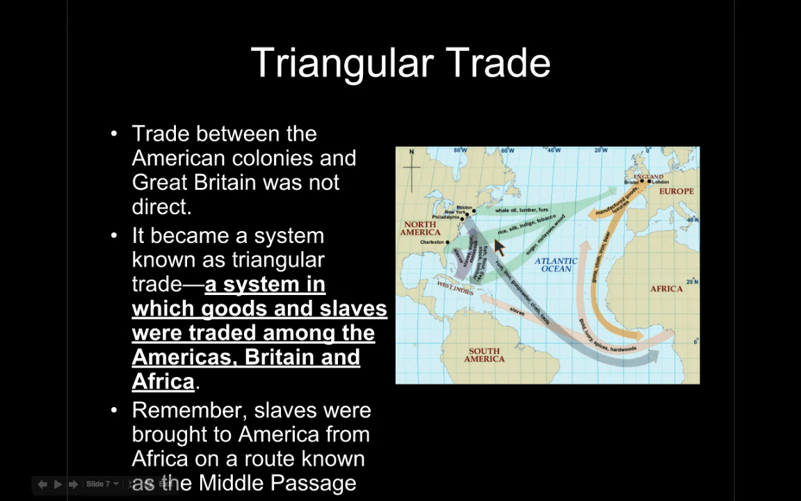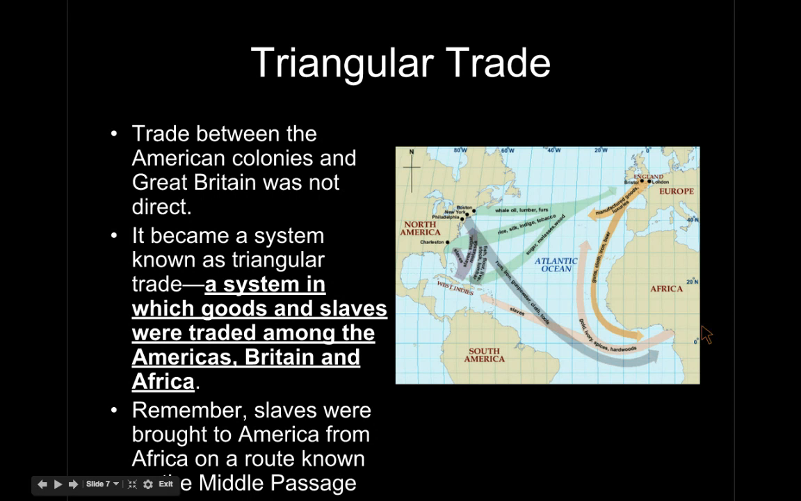So again, if we look at our map, we see that natural resources and crops that are grown in America are being sent to Europe. Manufactured goods are then sent back. And manufactured goods are also sent to Africa. And in Africa, slaves are sent to America. So you can see this whole thing goes in a triangle. And that's exactly the relationship that was occurring.